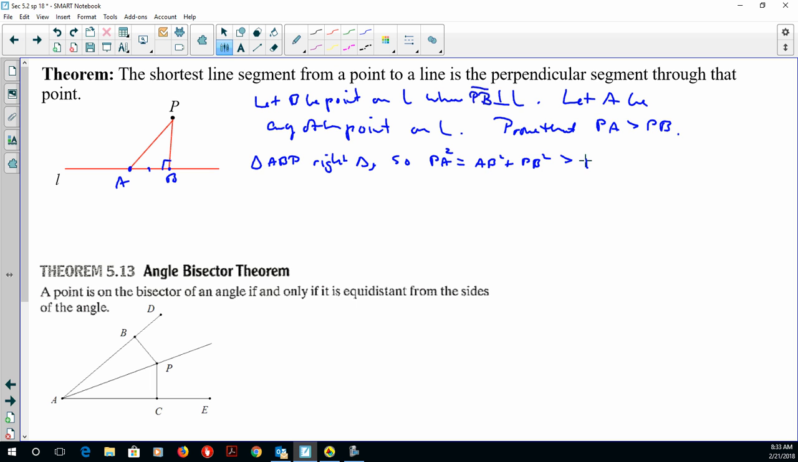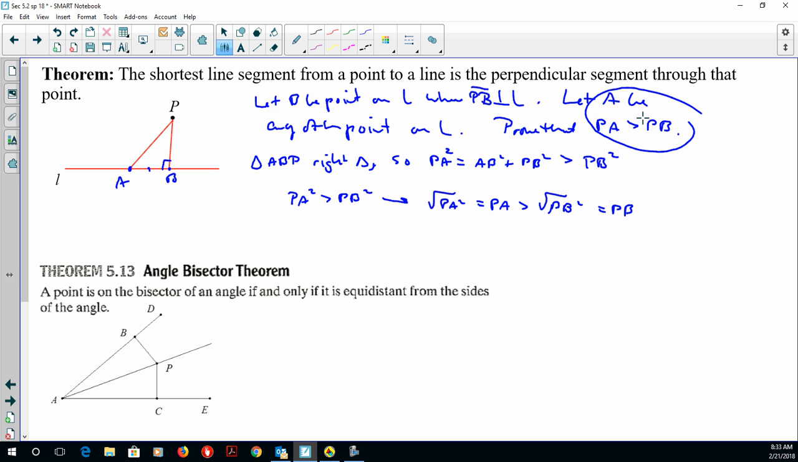So by the Pythagorean theorem, PA squared is going to be bigger than PB squared. So from that, take the square roots. PA is going to be bigger than the square root of PB squared. So we proved it: the distance between a point and a line is measured along a perpendicular.